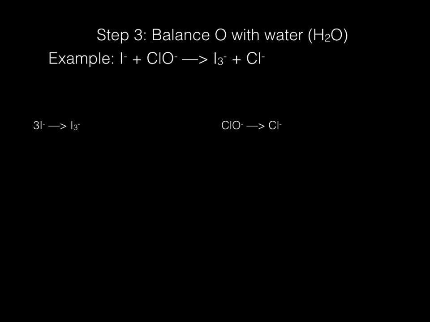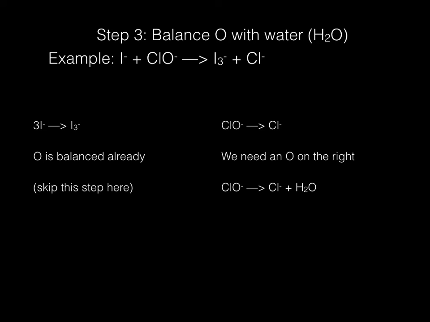Next, we balance O with water. For our first half reaction, I⁻ is going to I₃⁻. There's no oxygen, so we skip that step. For the ClO⁻, we need an O on the right, so we add H₂O on the right.